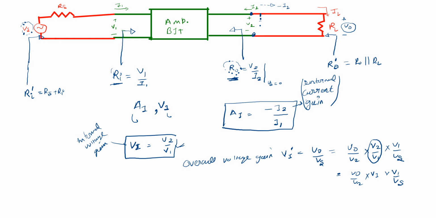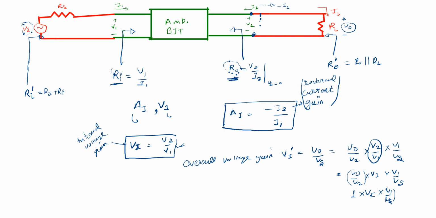Alright, so V naught and V2 is that, what is that? The same voltage, because V2 and V naught are in parallel, so the parallel voltage will be the same. So you can write this as Vi into V1 upon Vs. Now we need to calculate the Vi. I'm writing this. Okay, so this is the V1 upon Vs.